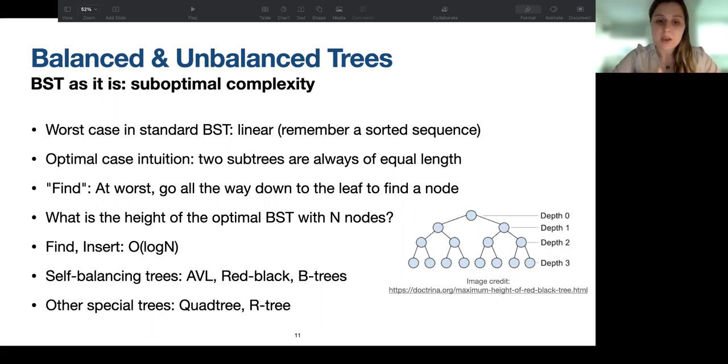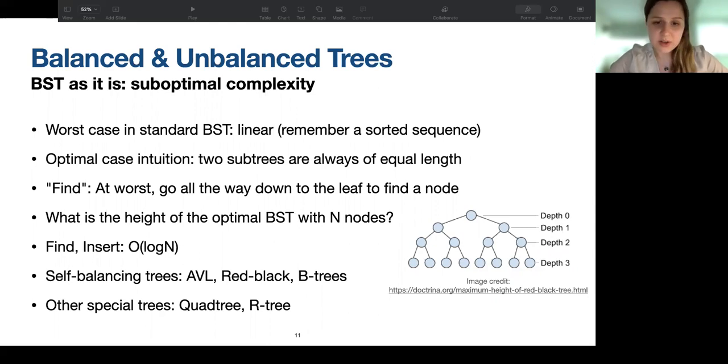For example, in an AVL tree, you can assume that the difference between the length of the left subtree and the length of the right subtree is at most 1. So they are roughly the same length. And imposing this assumption or other similar assumptions in other kinds of trees helps us keep this logarithmic complexity and move away from the linear operation.